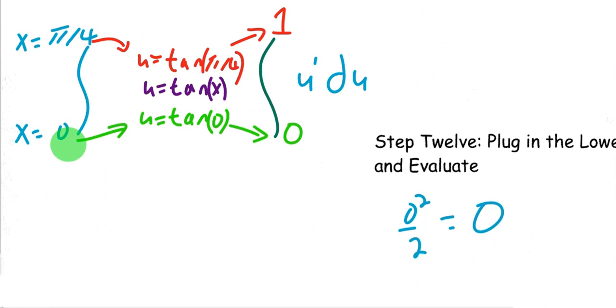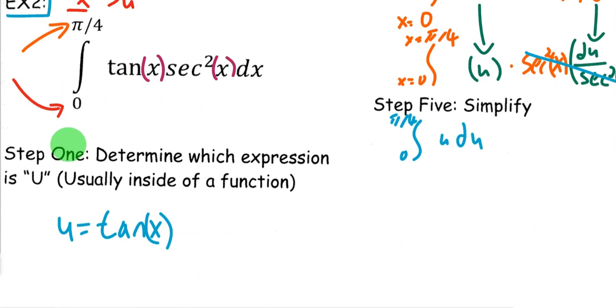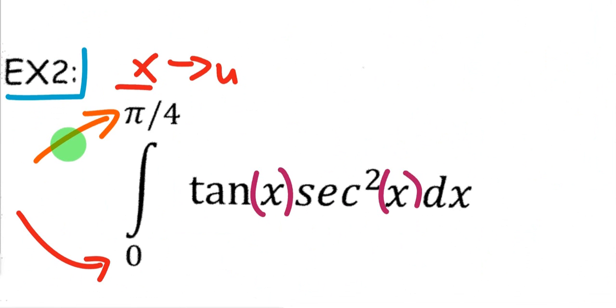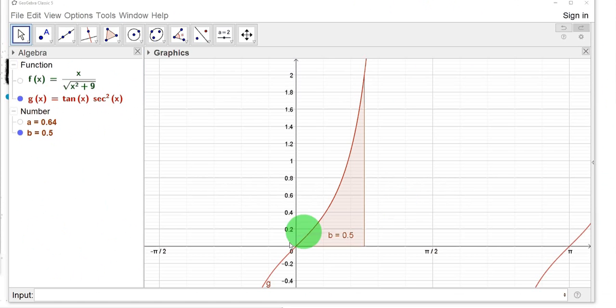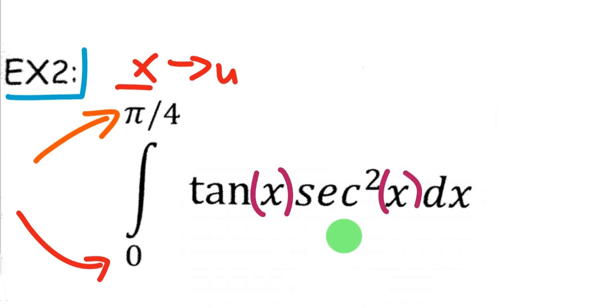That's it. Basically, we found out that the definite integral from 0 to pi over 4 of this very complicated function is just 1/2. Let's take a look at the graph and see what that looks like. All right, here's our function, which is tangent of x times secant squared of x. And it's pretty crazy, as curvy as this is, definitely a trig function. The definite integral from 0 to pi over 4 of tangent x secant squared x is just 1/2, or 0.5. All right, so that's it.